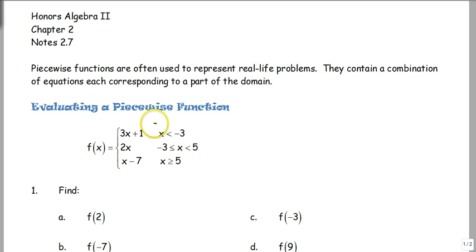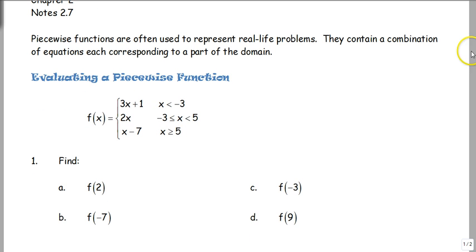So if we're looking at this first one, we have our function f of x is equal to 3x plus 1 whenever we have a value of x less than negative 3. However, it changes. Between negative 3 and 5 we use this function. And then when we take 5 and go bigger than 5 we use this function down here, x minus 7. So it's just taking pieces of functions for different x values.